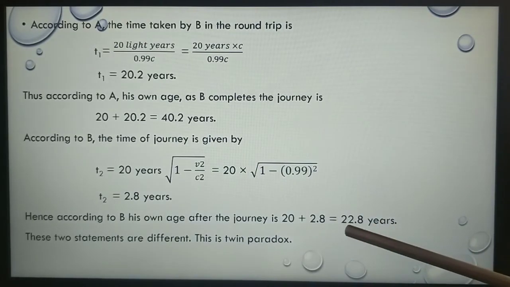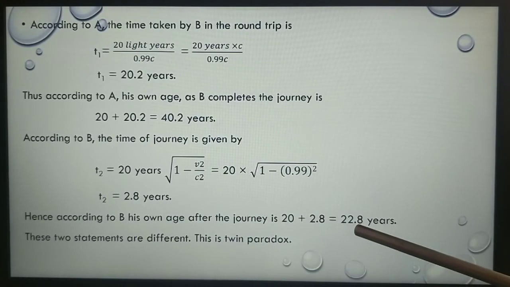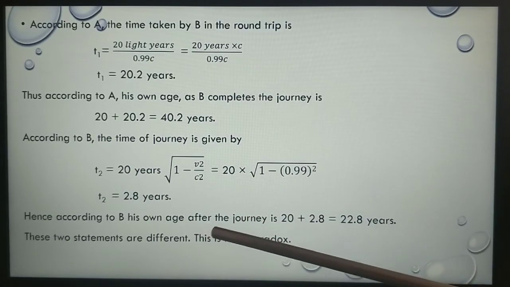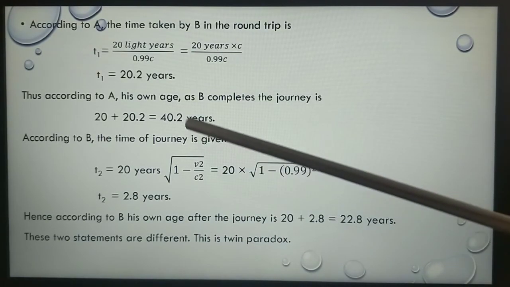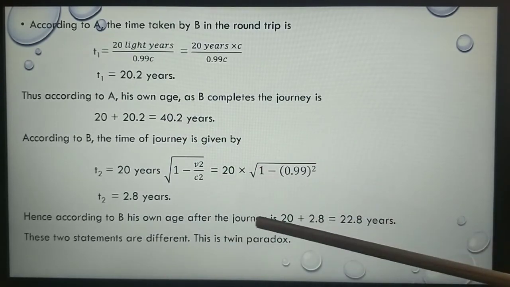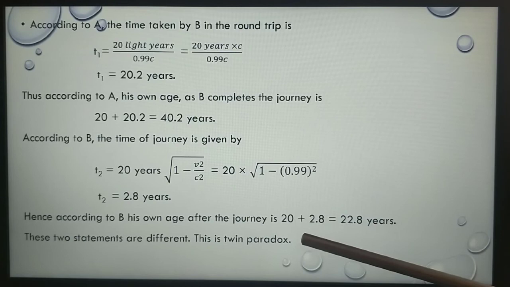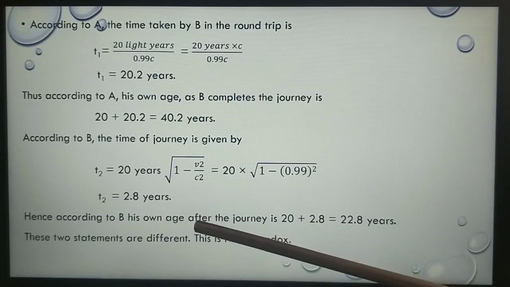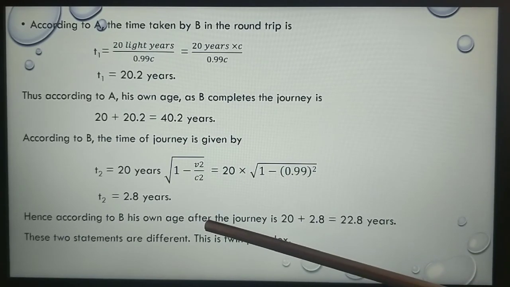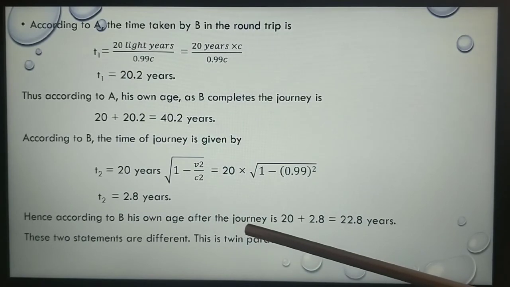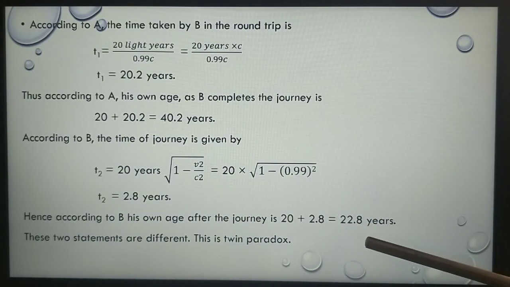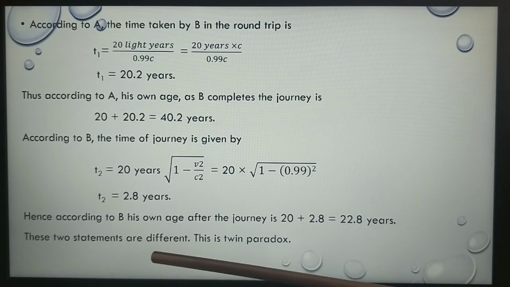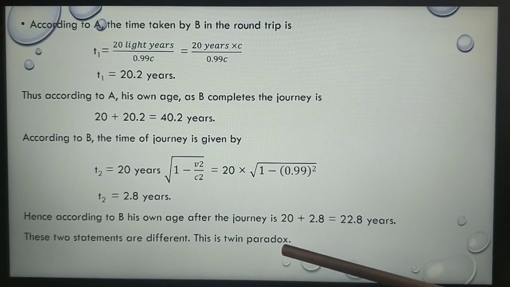So you see this 22.8 years and this 40.2 years. Then the age of B is about 22 years and the age of A is 40, so B is younger between these two twins. So when B completes his journey, he will be seen as younger than his brother A, who is on the earth. These two statements are different. This is the twin paradox.